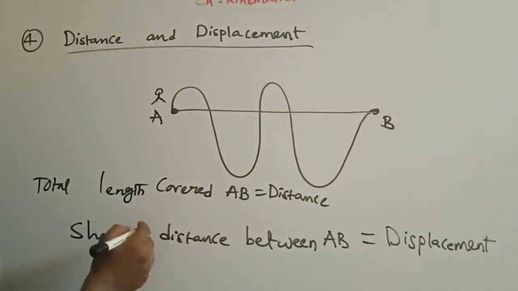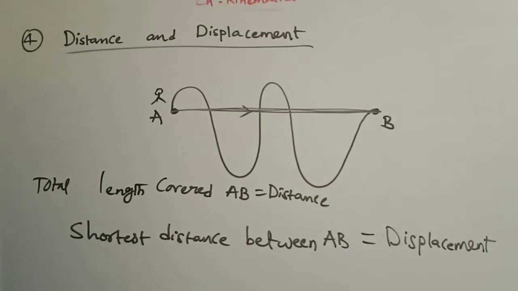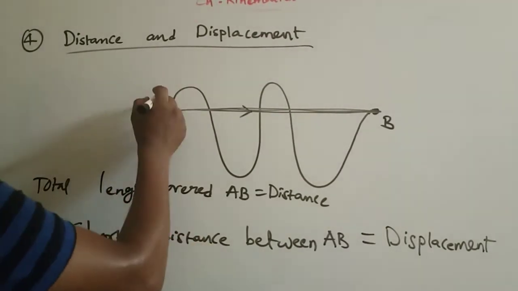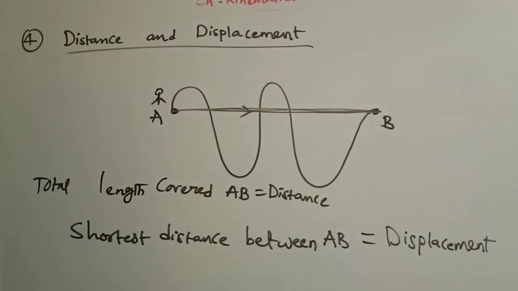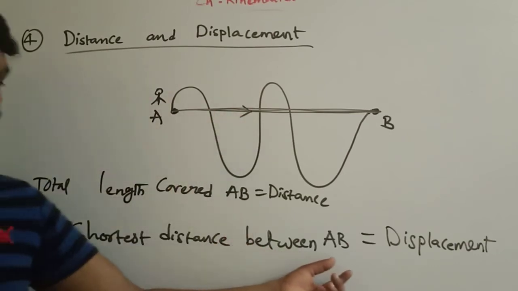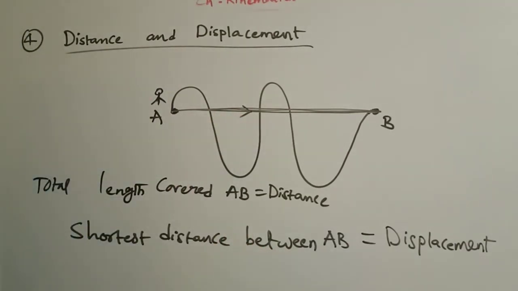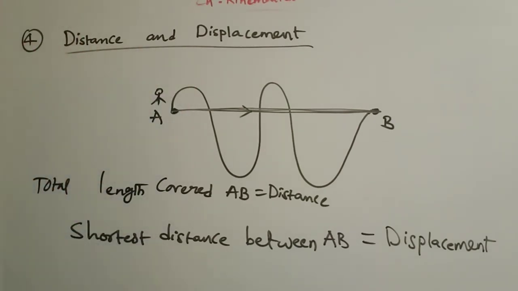So you have understood now. Here to here, this shortest distance is called displacement, and the total length covered by this person from A to B is called distance. So this is the difference between distance and displacement. Distance is a scalar quantity, only length, while displacement is a vector quantity. Next we are going to discuss the formula for displacement and the formula for distance.